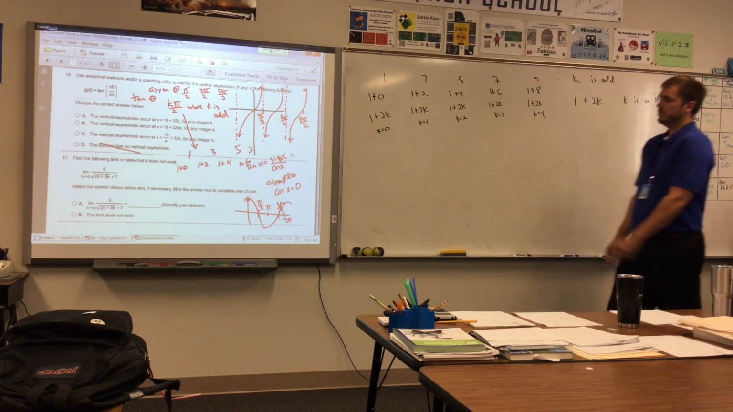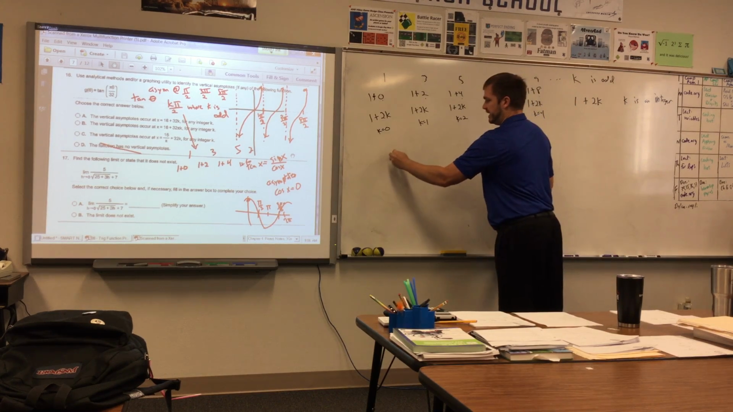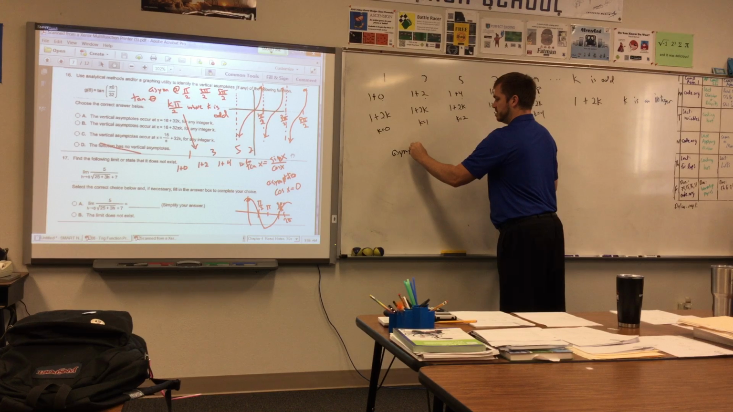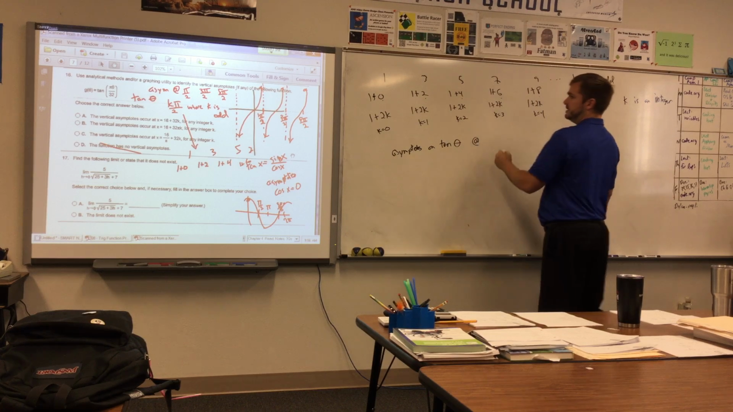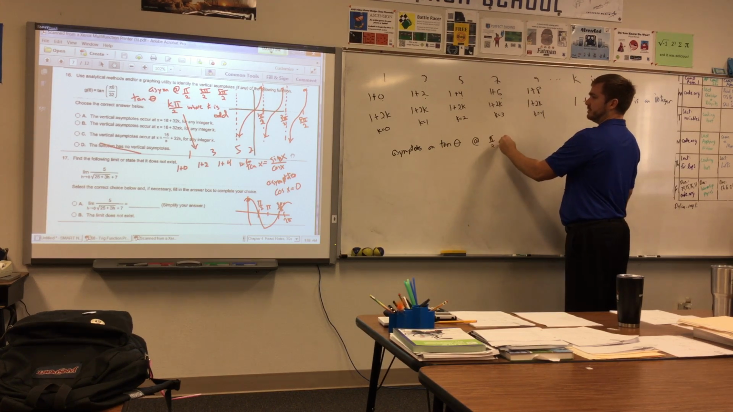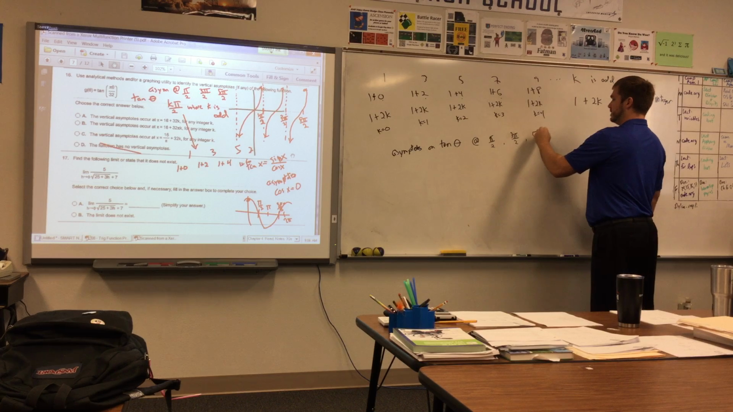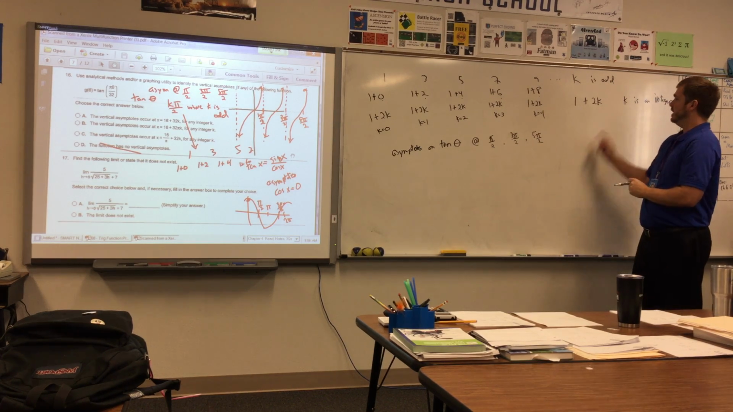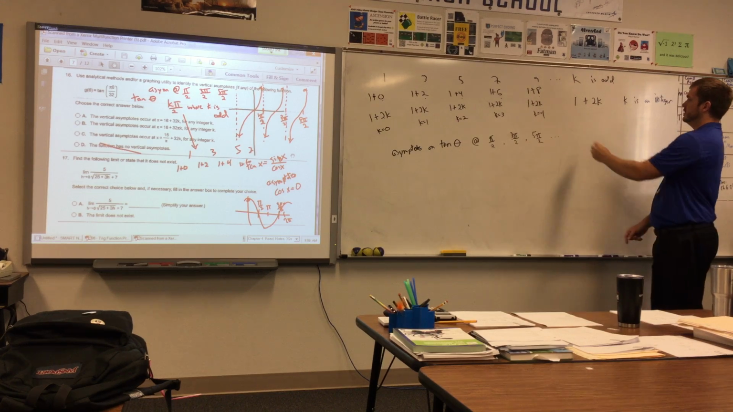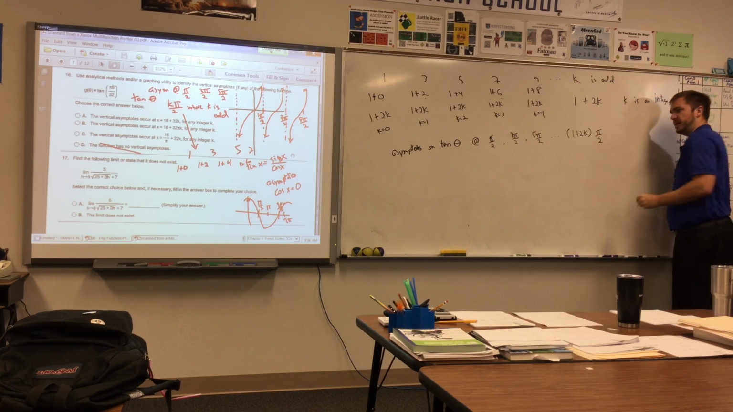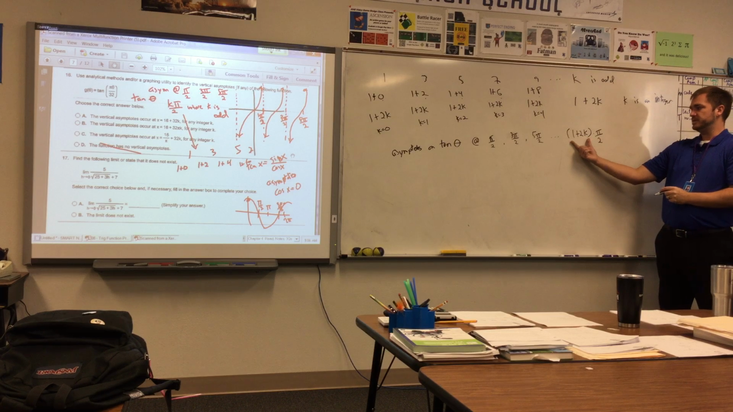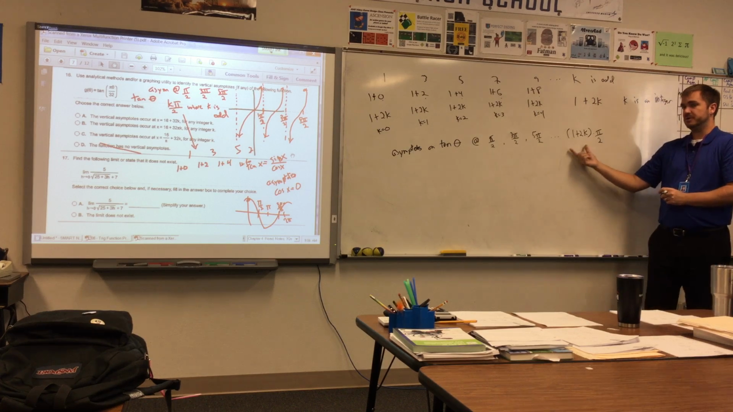So what I found is that there are asymptotes on tangent theta at pi over 2, 3 pi over 2, 5 pi over 2. Another way I could write that is 1 plus 2k times pi over 2, where this is a way of writing that odd number. Are you with me so far?